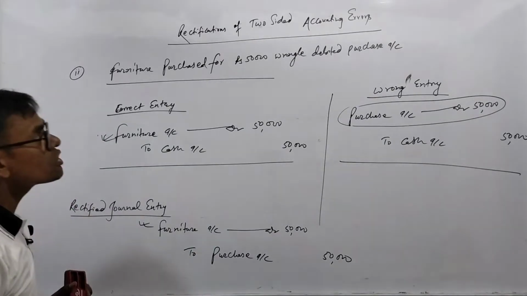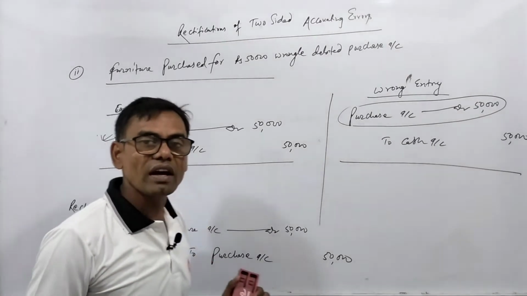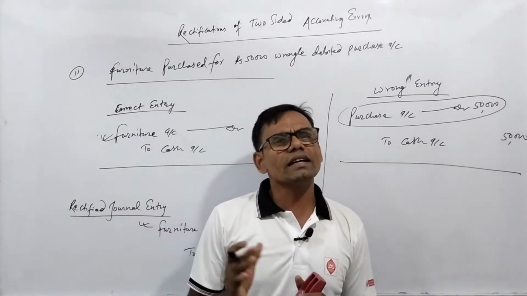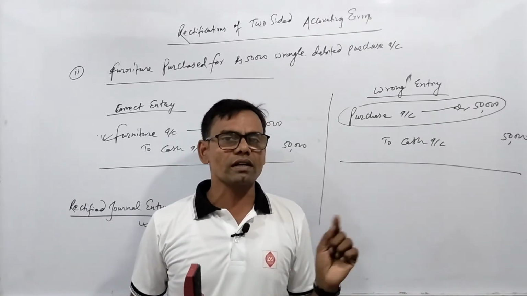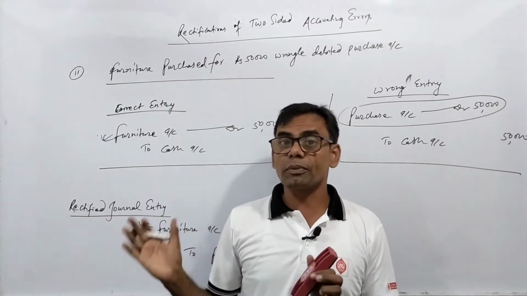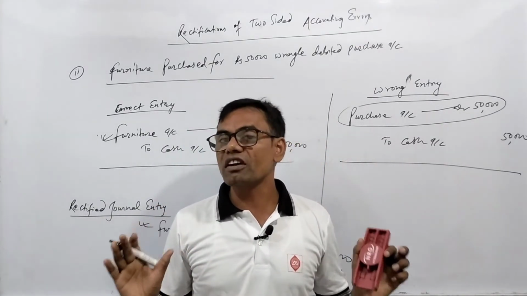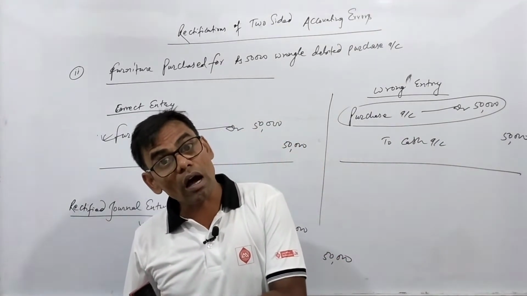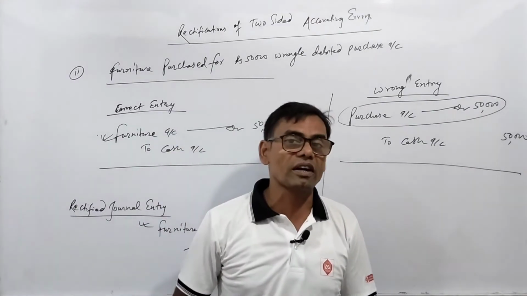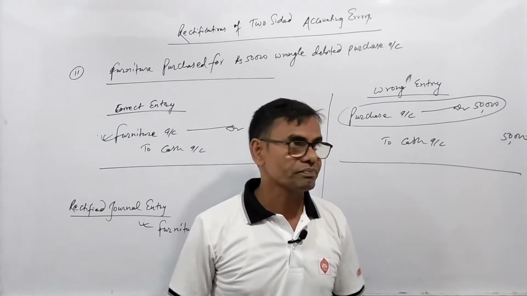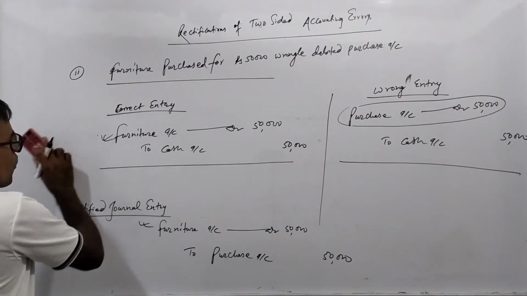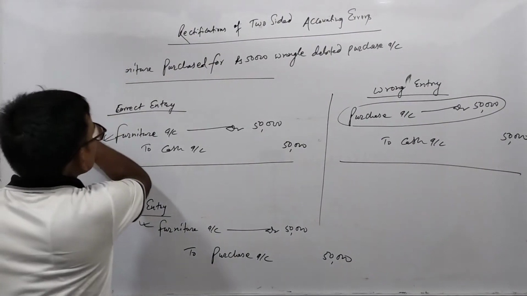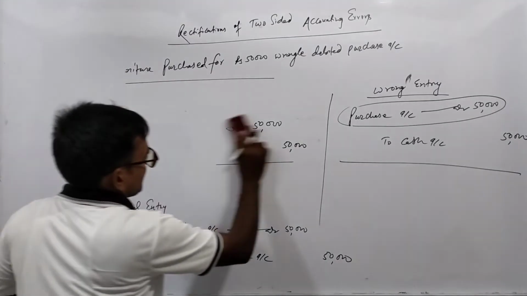Okay. So in this way, we can rectify two-sided accounting errors, whether they are located before preparing the trial balance or after preparing the trial balance. Don't be confused: either before or after preparing the trial balance, the process of rectification of errors is the same. So what will be the technique? I am going to tell you one technique.